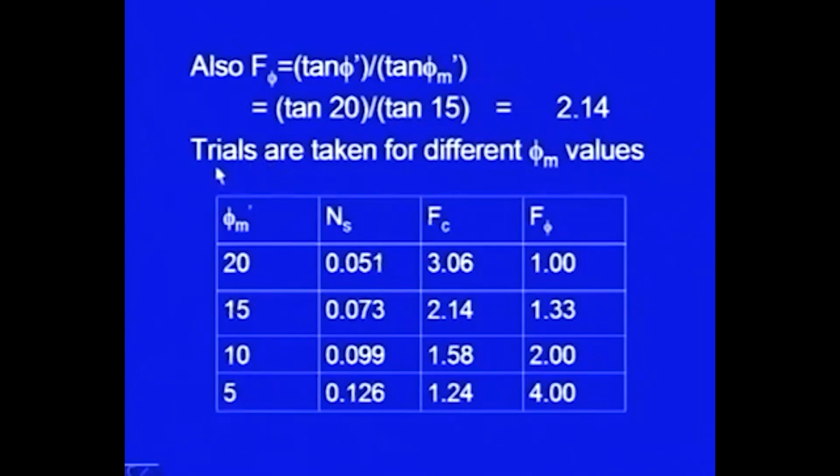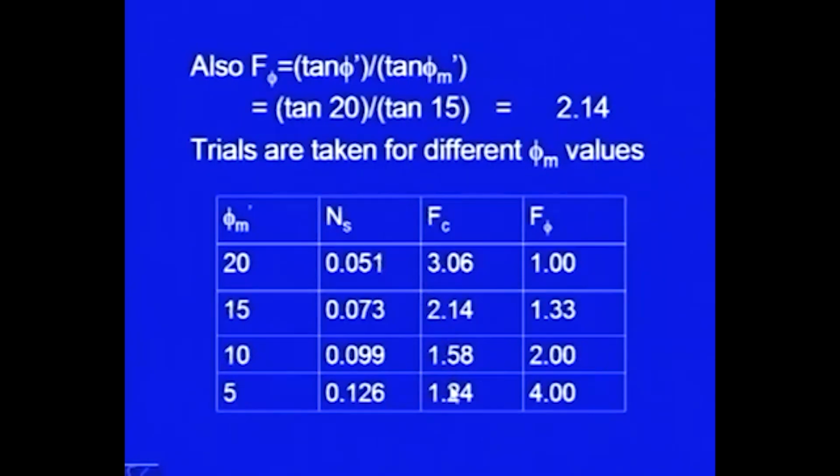So, we have now taken the trials, different values of phi m dash, Ns and Fc and Fphi. They are given here. We have already shown the calculations for 20 and 15. Similarly, you can calculate the value of these factors of safety for 10 and 5.